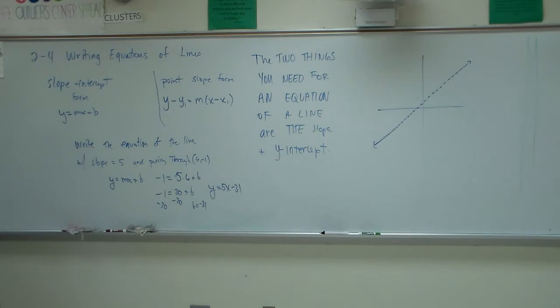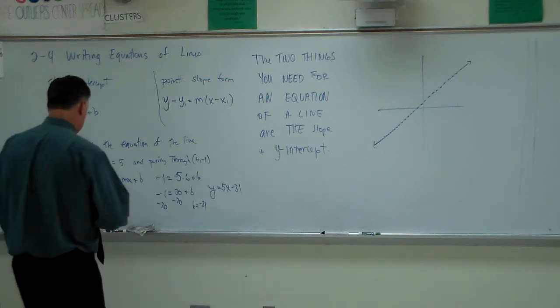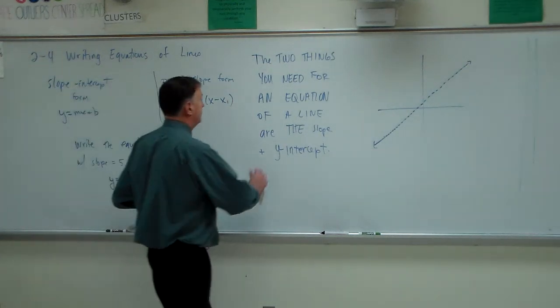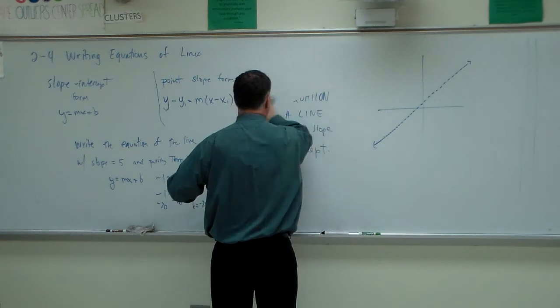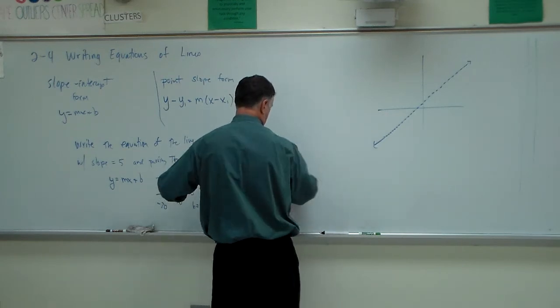Y equals 5x minus 31. I hope you got it. I hope you did. Okay? So let's say this. A little bit of this and a little bit of that.